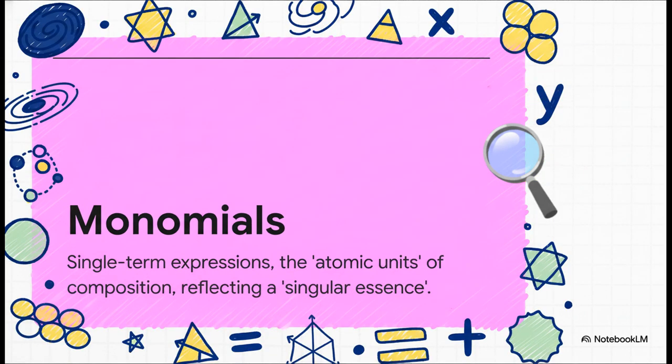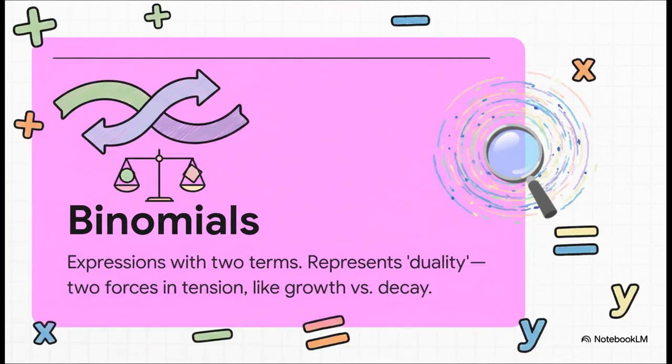So from variables, we start to build our first words. A monomial, a single term like, say, 5x squared, is like an atomic unit. It represents a singular essence, a single indivisible concept. It's the simplest possible idea you can express in this whole language. But you put two of those atoms together, and boom, you get a binomial. And all of a sudden, we can express something much more complex, duality. Think about it. It could be any two forces pushing against each other, growth versus decay, profit versus loss, input versus output. Algebra literally gives us a syntax for that tension.